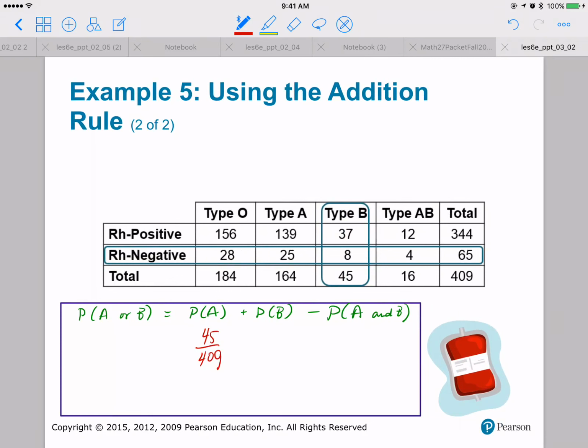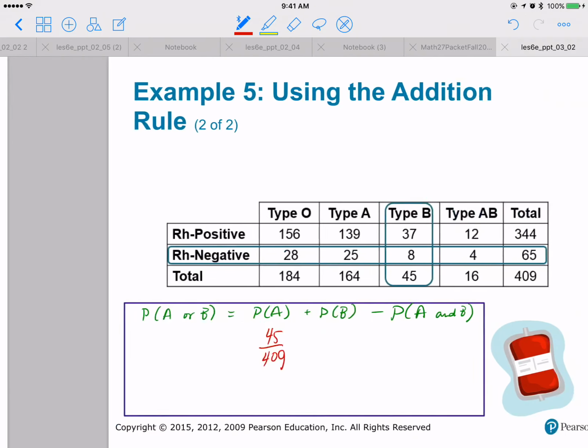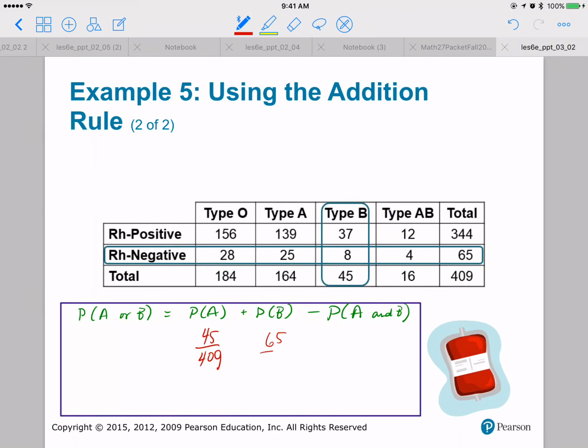What about the probability of event B? Event B is that the donor is Rh negative. So what's the probability that the donor is Rh negative? There are 65 Rh negative people out of the total sample of 409, so we'll have 65 over 409.